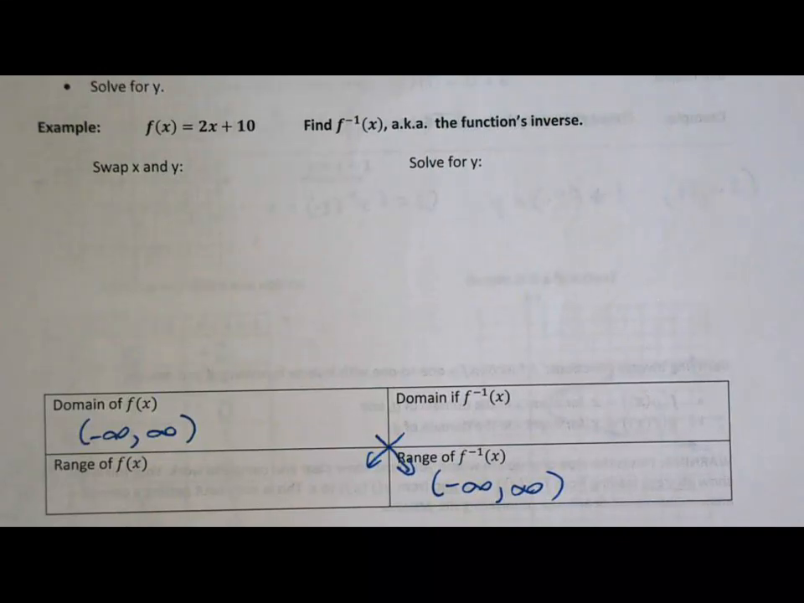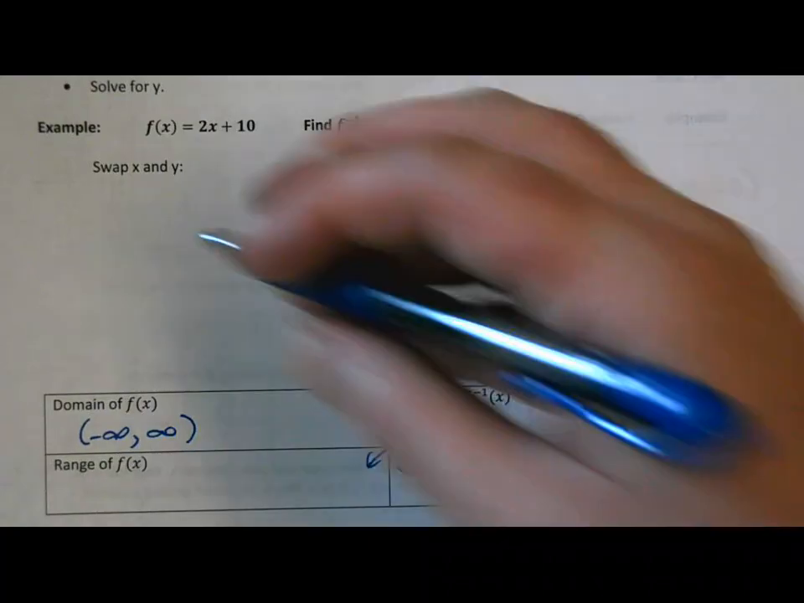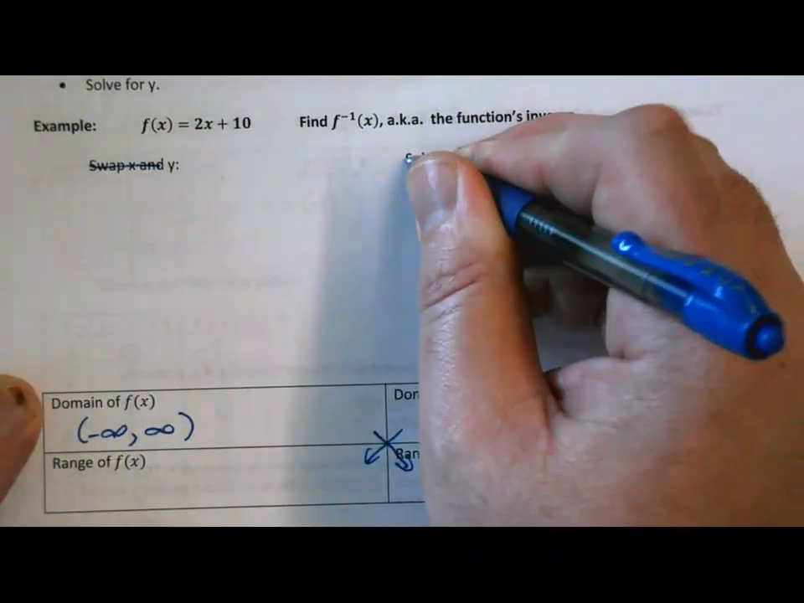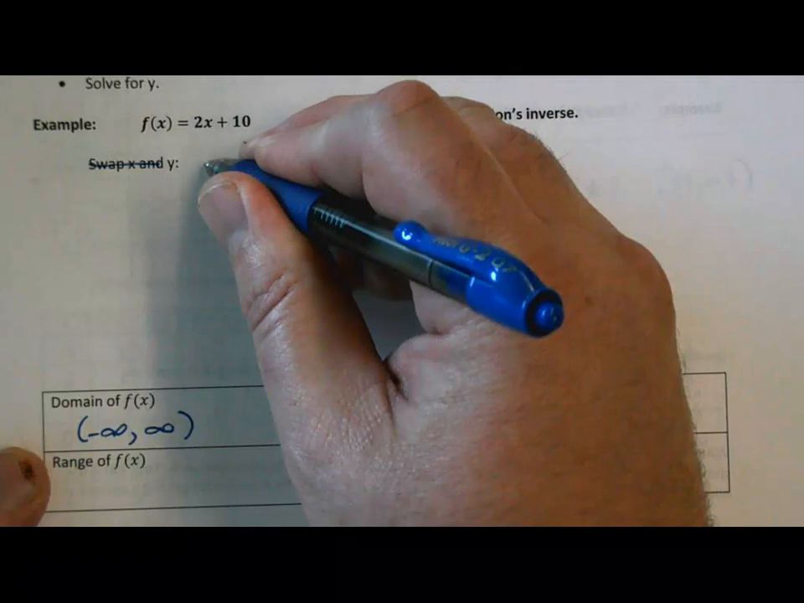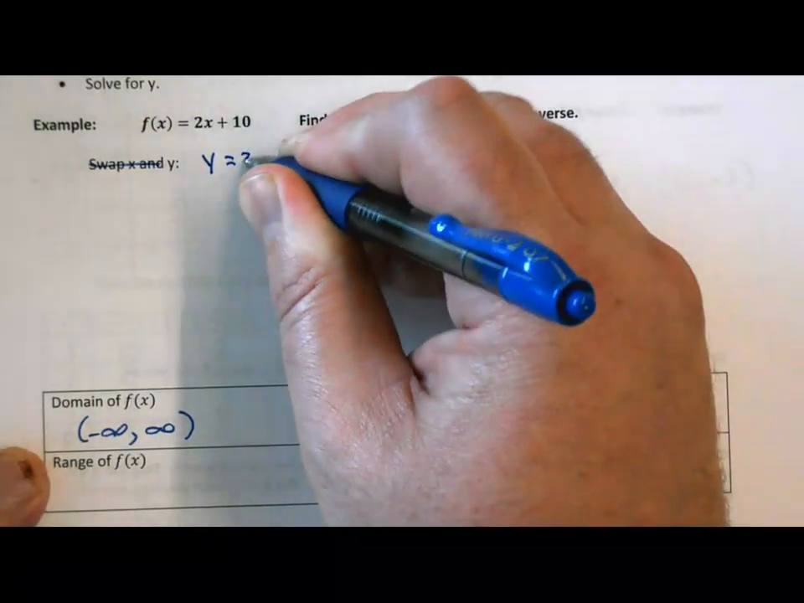All right, let's do it. I don't know why I put these here. I'm going to just cross these off. We don't need them. They don't really do much for us. All right, so here's my function. I'm going to rewrite it as y equals 2x plus 10.